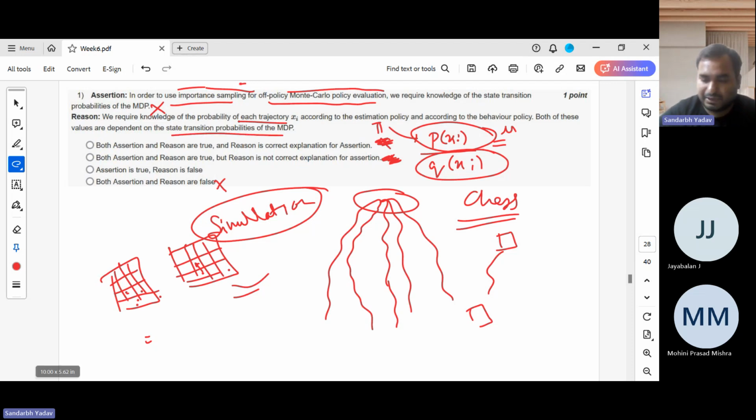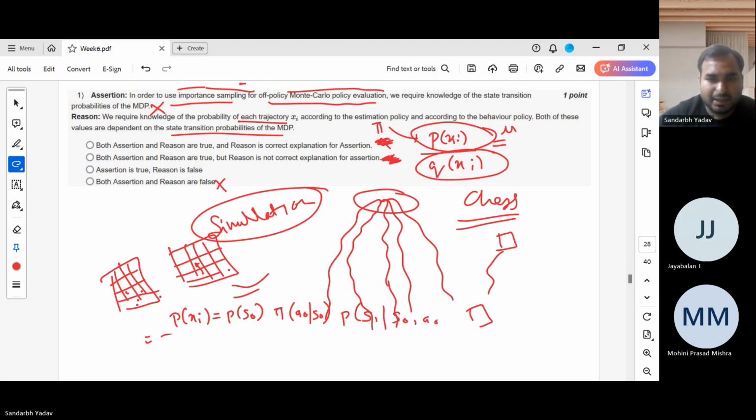Maybe I'll write one equation here. P of xi: suppose in this trajectory you start off with some state, with probability p of s0, then you take some action a0 according to this state, then you have some probability of transitioning to state s1 from s0 and a0. In a similar manner, you have q of xi, basically this for pi and this for mu. What will change is only the policy term, which becomes mu, and since we are interested only in the ratio, the transition terms will get cut from numerator and denominator. So these transition probabilities are not really needed.